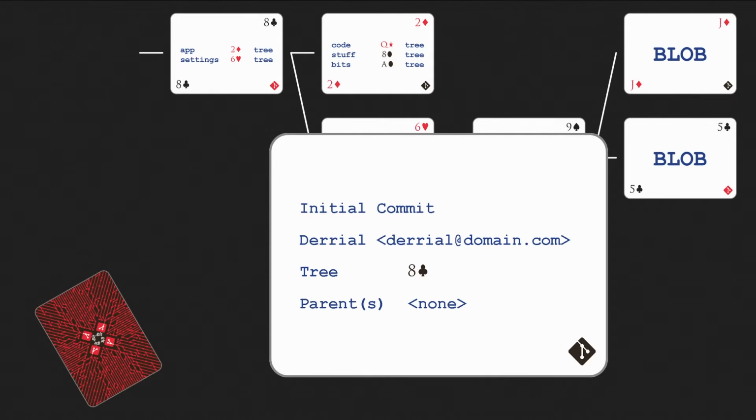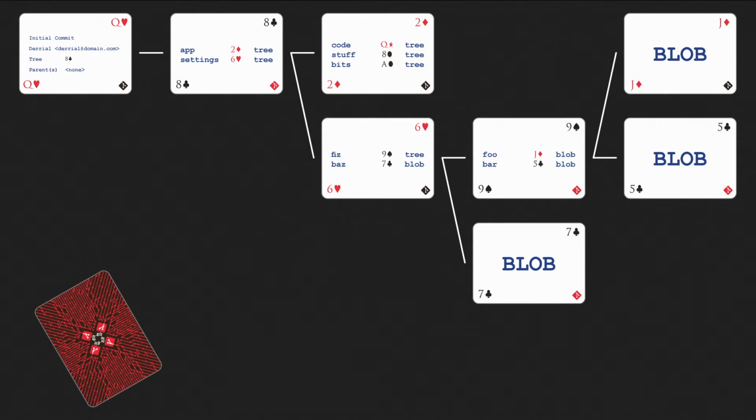Third, we need to reference the tree object that represents our index. And finally, the commit's parents. The first commit of the repo will be the only one without parents. This file too will be hashed and stored in the database.